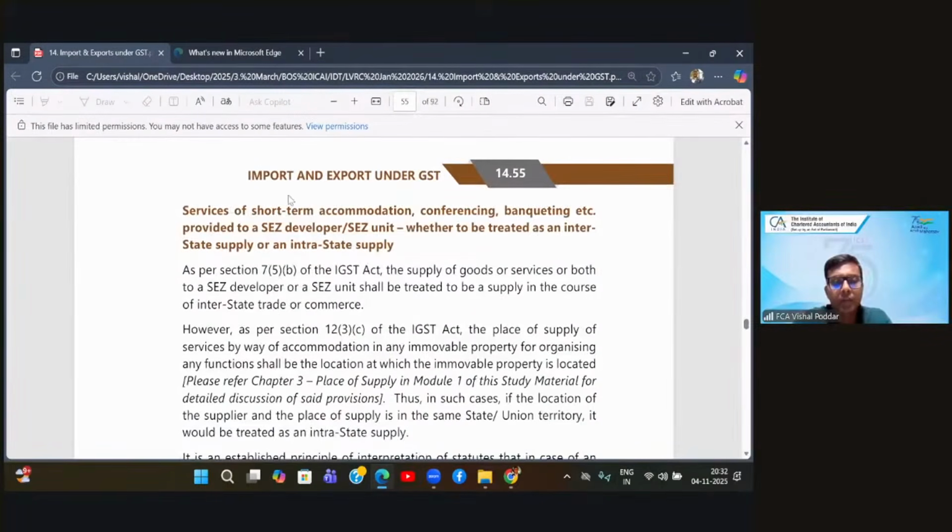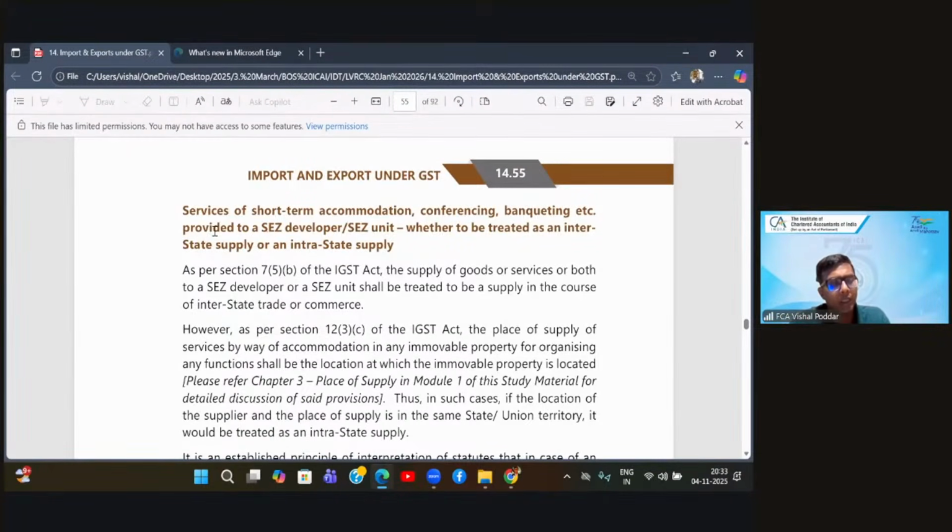Now, services of short-term accommodation, conference, banquet provided to SEZ developer, whether to be treated as interstate supply or intrastate supply. This is a clarification because there was a conflict. What is the conflict? Let us say I am a hotel and a SEZ unit wants to organize some of their business functions or meetings in my hotel, whereby I'm providing them accommodation or conferencing or banquet facilities. Now, we have a provision for hotels which says that for hotels, the place of supply is the location of hotel.